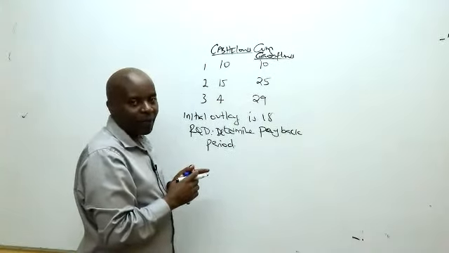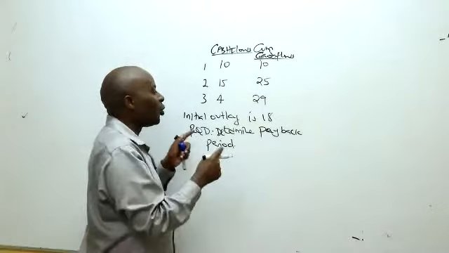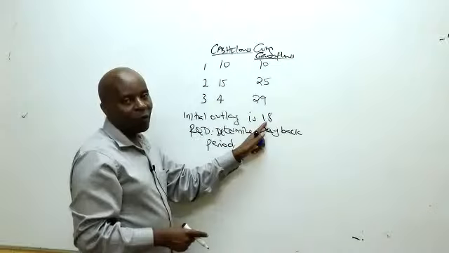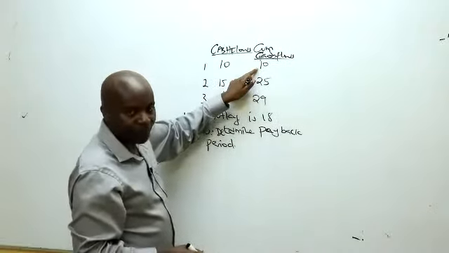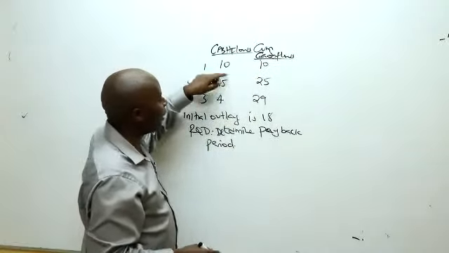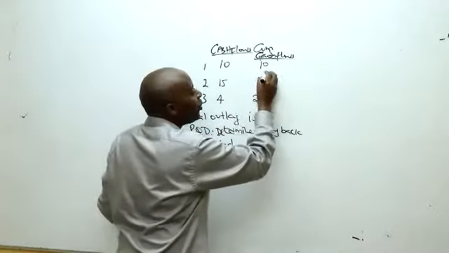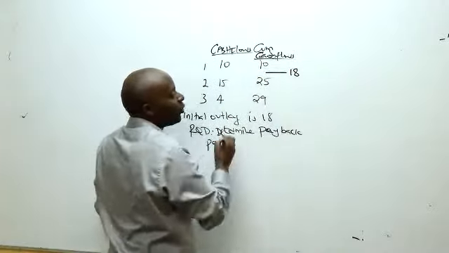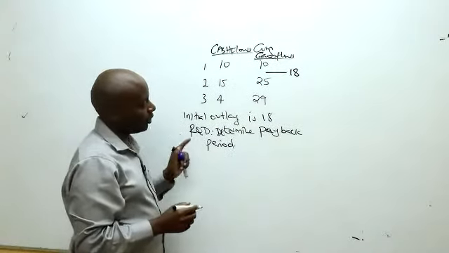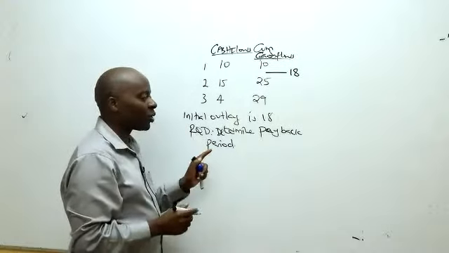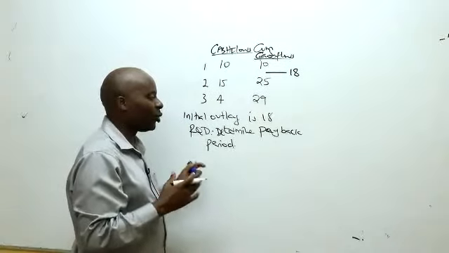And then now I want to look at how long will it take us to recover the initial outlay of 18. You can see on the very first year, I'll be able to recover 10. On the second year, I'll be able to recover more, but I want exactly 18. So 18 is in between 10 and 25. We're writing this at the back of our book so that we can bring everyone up to speed as regards what you shall be doing today.